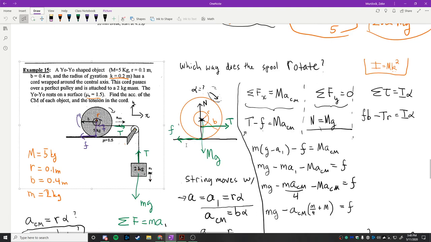It's rolling itself up. That's what's weird about this, exactly. It's like a tug of war, and the tension makes it go clockwise, tension makes it go counterclockwise, the friction makes it go clockwise. Yep, it was negative. The torque is negative.